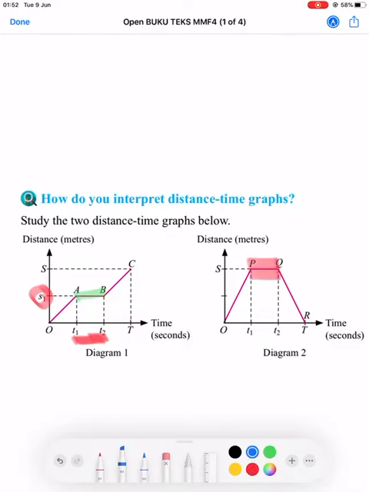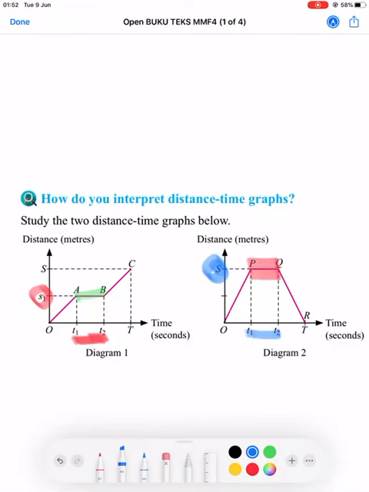It is the same for line PQ. Along the line PQ, the distance from the origin is always S meters. The distance doesn't change even though the time increases from T1 to T2.